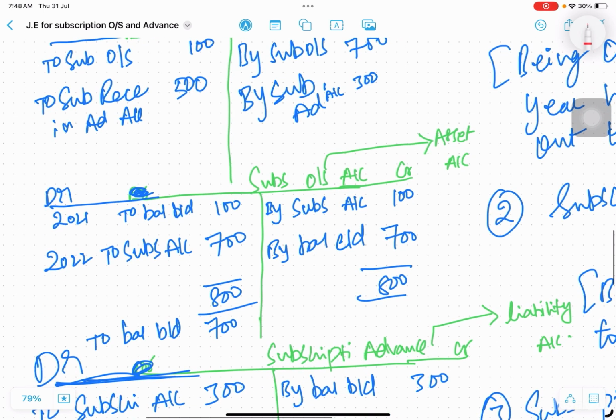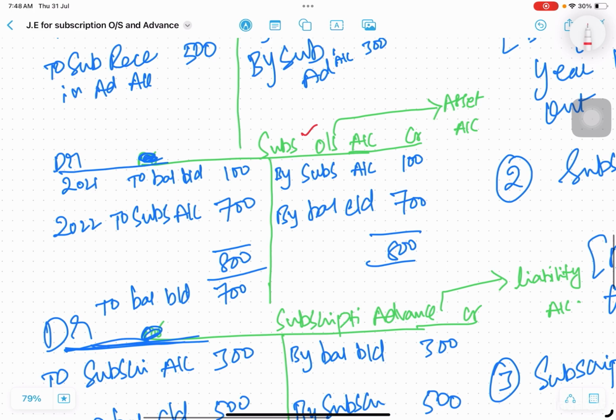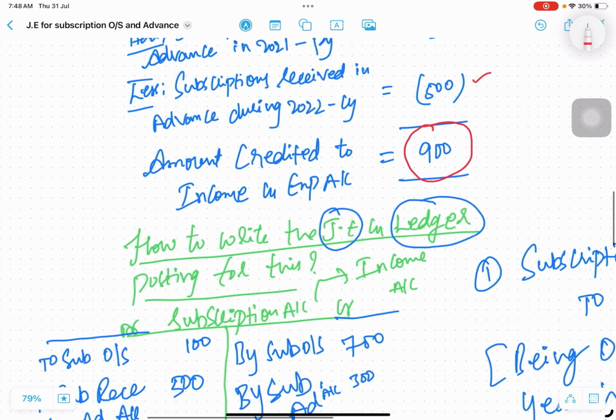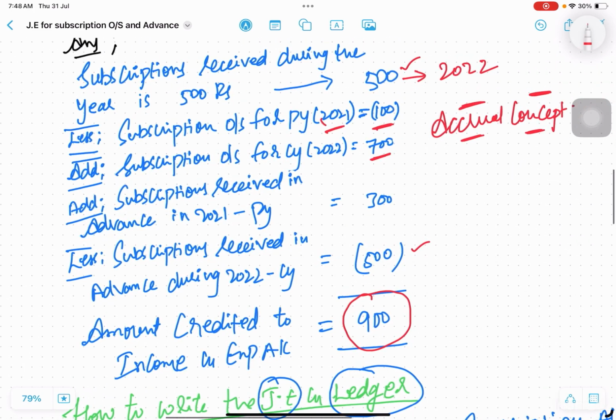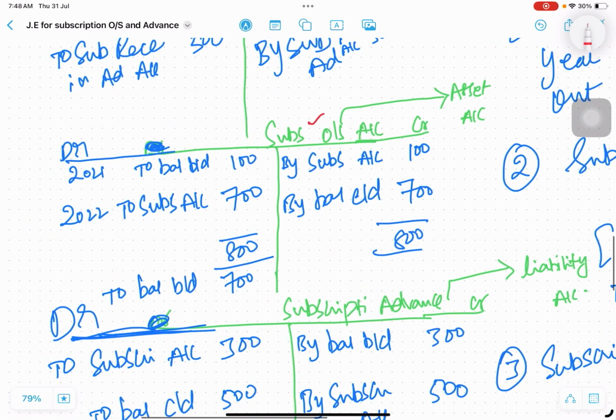Next account will be the subscription outstanding account, an asset account. For this, opening balances will be there. What is that opening balance? Please understand. Subscription outstanding for the previous year, that means last year it is having a closing balance of 100. If you have last year's closing balance of 100, for the current year it will be the opening balance. So write the 100 rupees as opening balance, balance brought down.